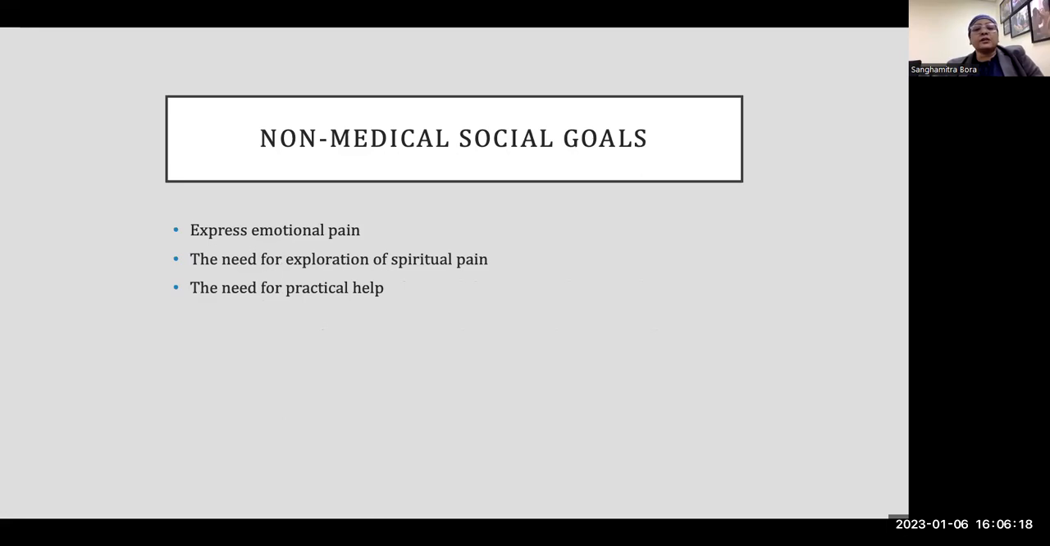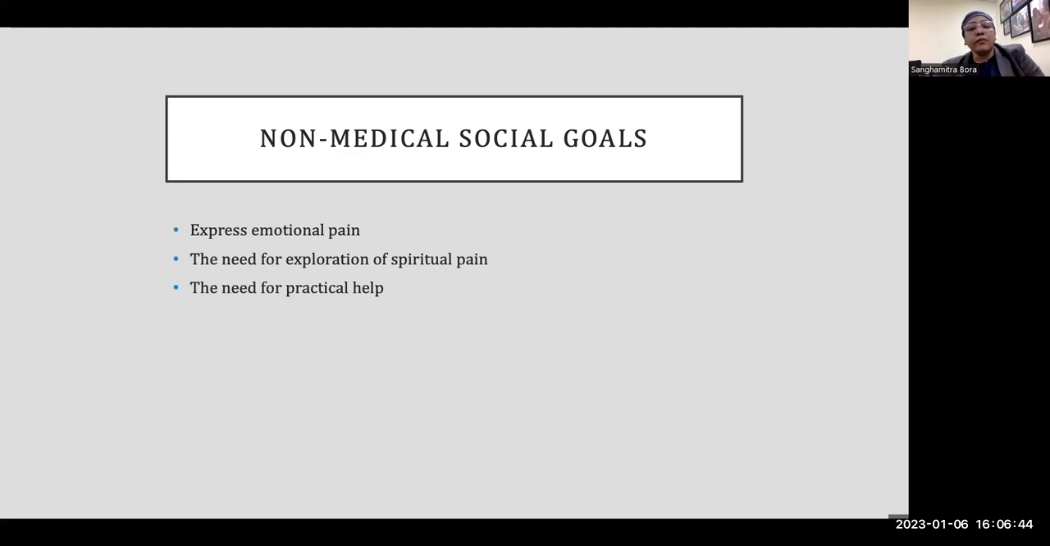To express the emotional pain, and the need for exploring the spiritual pain, and the need for finding out the practical help to find an answer to the emotional pain and the spiritual pain are generally defined under the non-medical social goals.